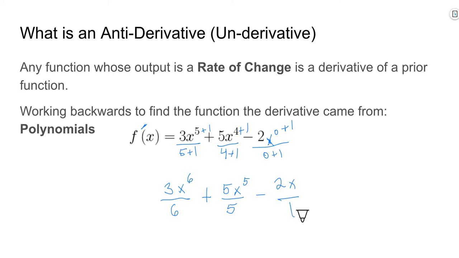Yeah, what am I missing? You're missing plus c at the end. Okay, there could have been a constant, because if there was some kind of constant number and I took its derivative, it would be 0. So there's also a hidden plus 0 here somewhere, right? And so I don't know what that constant is, though, right?